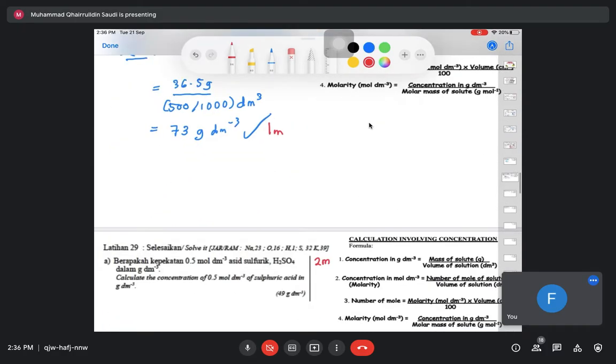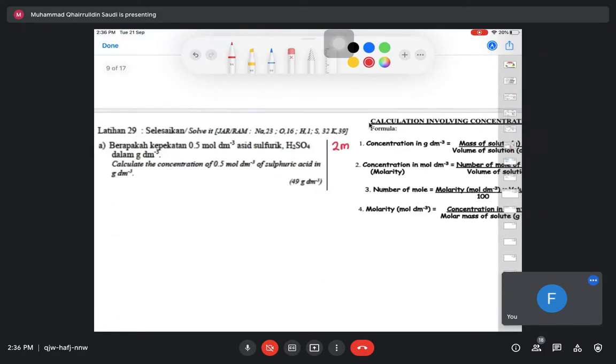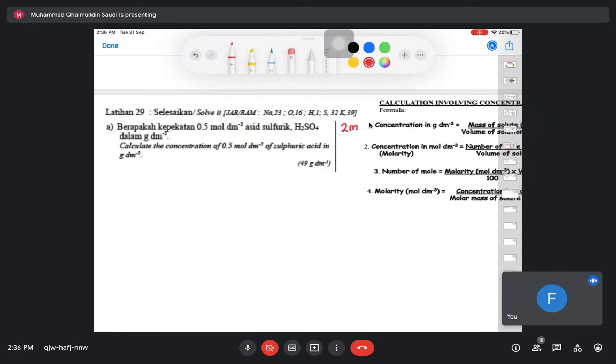Okay, suddenly quiet. Okay, exercise 29. Exercise 29 A. You should get 2 marks. What is the concentration of 0.5 mole per dm cube of sulfuric acid in gram per dm cube? So which formula are we going to use this time? Formula number 4. Good. Formula number 4.